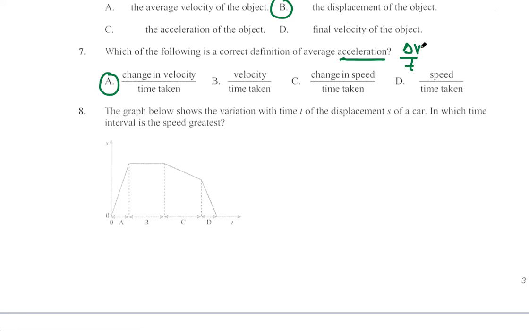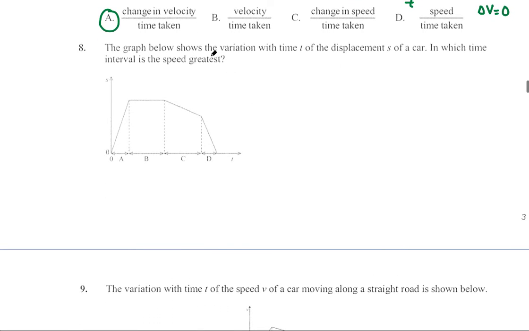So we want to do a change in velocity. So if I'm going along at 3 meters per second and sometime later I have a velocity of 3 meters per second, my change in velocity is 0, and that would be reflected in this definition here.